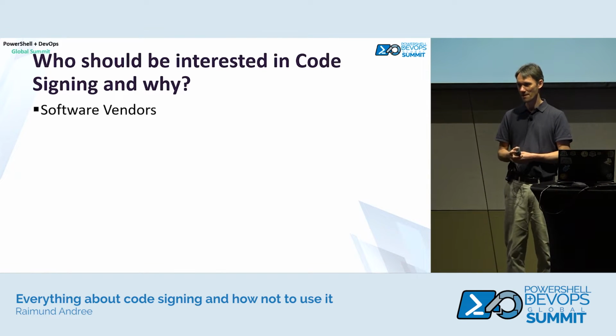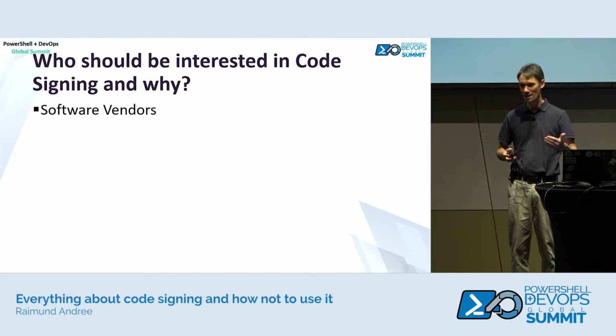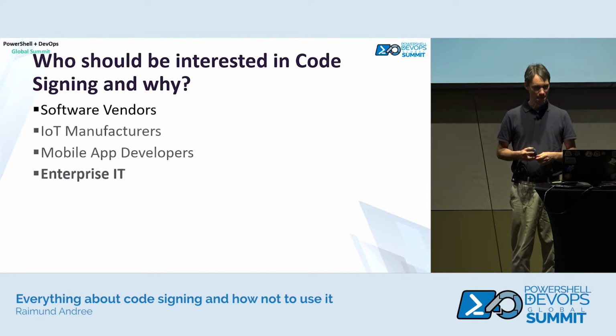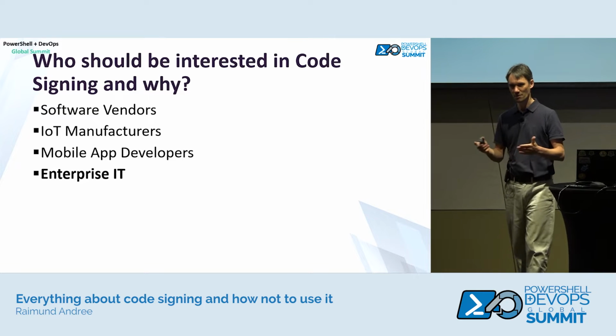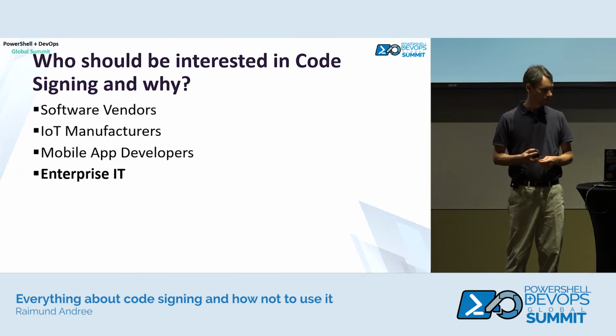Of course, software vendors. They have the biggest pressure of code signing because they distribute software to the outside world, which needs to be trusted. But also IoT manufacturers, mobile app developers, and of course the enterprise IT. And I think most of you are dealing with internal IT, so the enterprise IT.